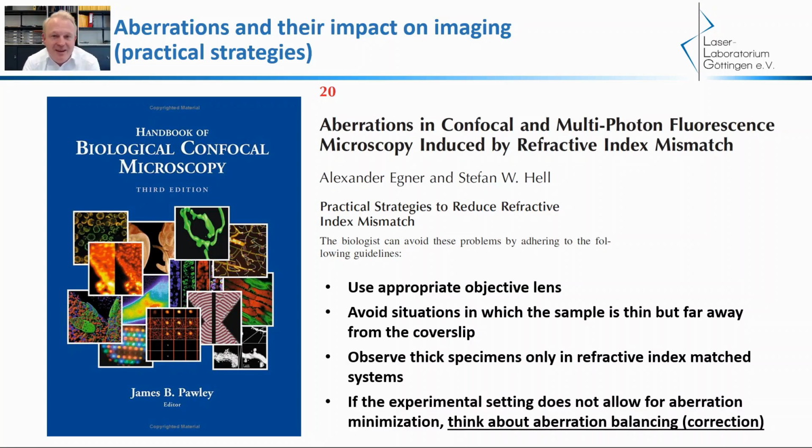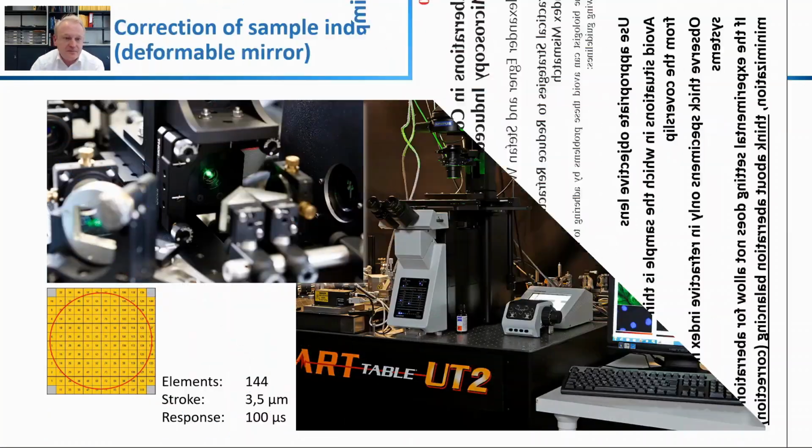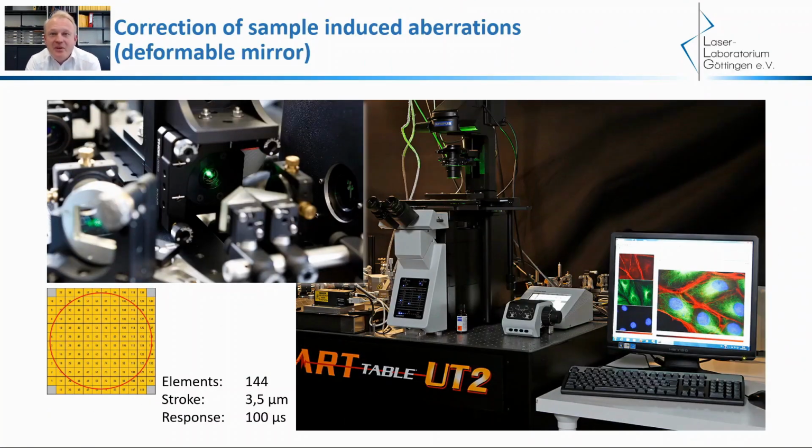Therefore, we also recommended that if the experimental settings do not allow for aberration minimization, one should think about aberration balancing or aberration correction. At that time, aberration correction was not as straightforward as it is today, because the devices were not available. But today things have changed, and there are devices which are not too expensive and which can be nicely used for aberration correction and can be implemented into microscopes.